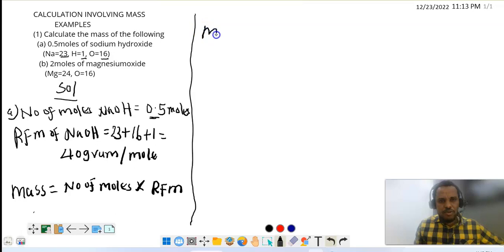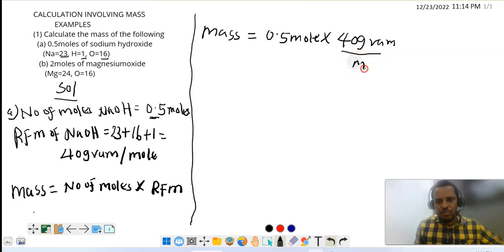Mass therefore is equal to my mole, which is 0.5 mole, times the RFM, which is 40 gram per mole. That bar means you divide. Gram per mole. Now you cancel mole and mole, they cancel each other. The reason I put this mole down is because the RFM is 40 gram per mole. The word per means division.